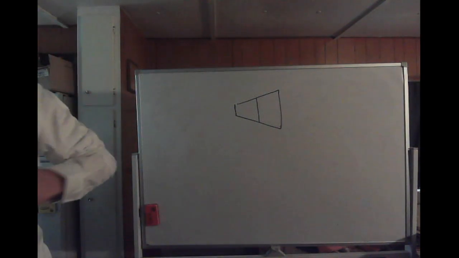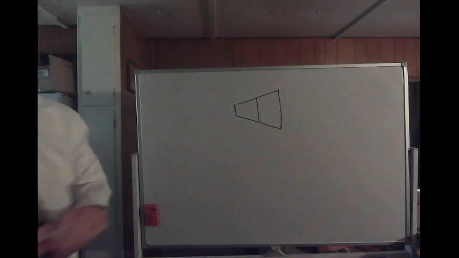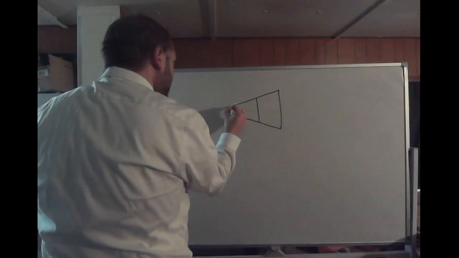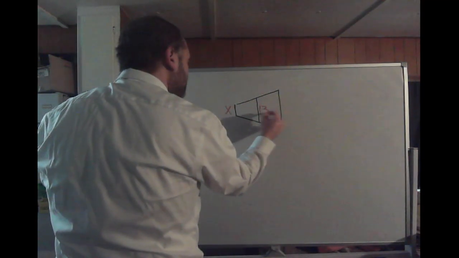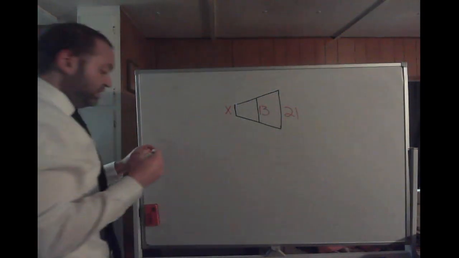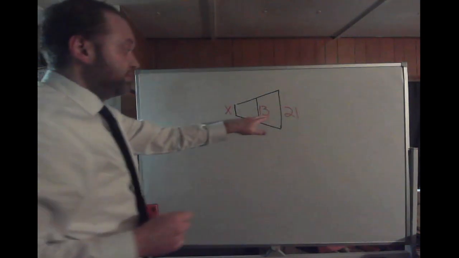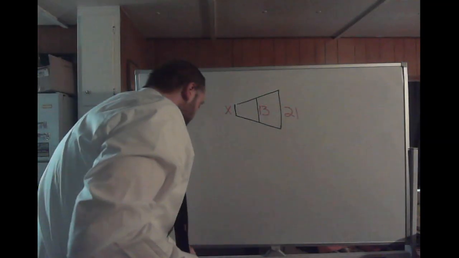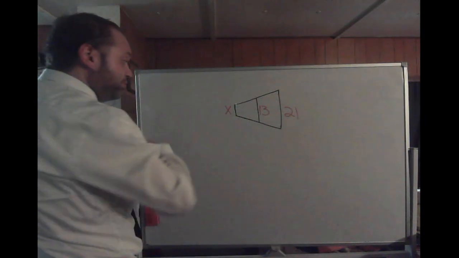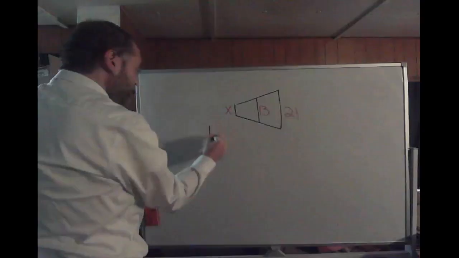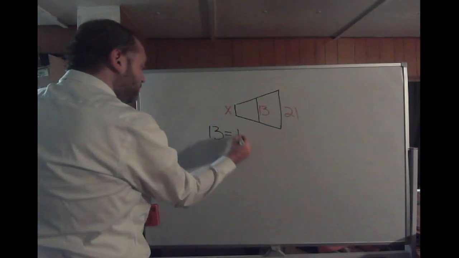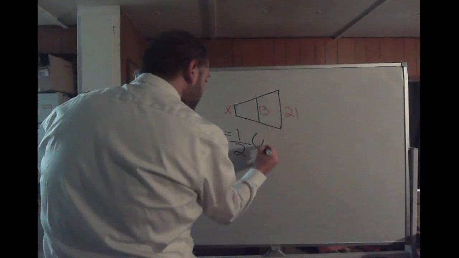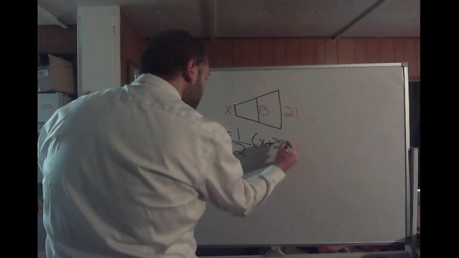Another trapezoid this time with, we have it reversed again and sideways. We have x, 13, and 21. So the length of the smaller base is x, the length of the median is 13, the length of the bigger base is 21. Well, it's still the same process. The length of the median, which is 13, is equal to 1/2 the sum of the two bases, which would be x plus 21.